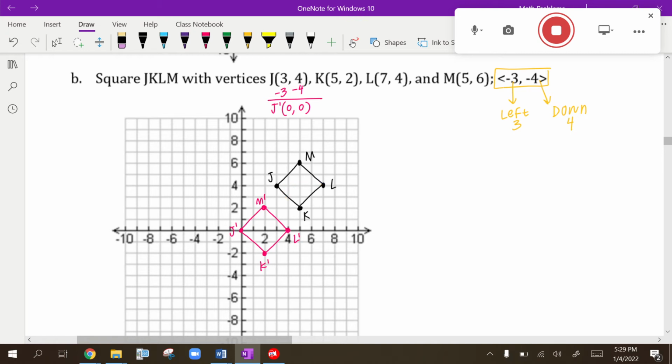Make sure you're very careful when you count that you're going the same every single time along the vector. Now double check, does it look the same? Yes, it does. Now for this, when we're adding the vector, it's a negative number. So we have to do 3 plus -3. So we get 0 for the x value for the image of J. And then we take the original point 4 and we add -4, the vector. That's where we get 0 for the y value for the image of J. So just to repeat, you can always add the vector to the point to find the image.